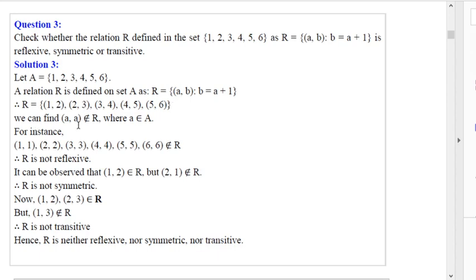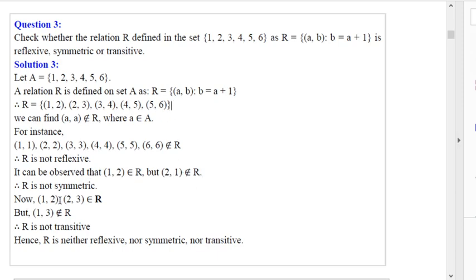Now we can find (a, a). You see here (a, a) means (1, 1), (2, 2), (3, 3), (4, 4), (5, 5), and (6, 6) is not belonging here. That's why this is not reflexive. Now for symmetric: you see (1, 2) belongs, but (2, 1) does not. If you change the position, you will not get an element that fits the condition. That's why this is also not symmetric.